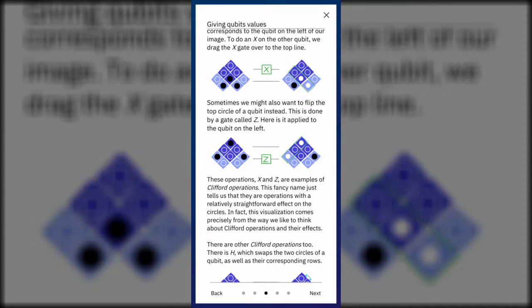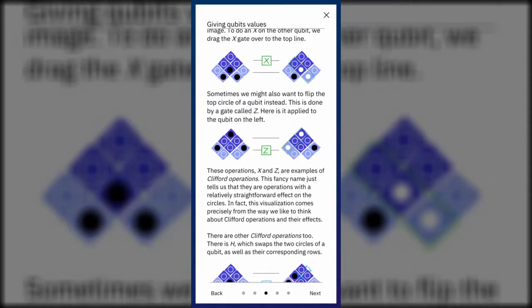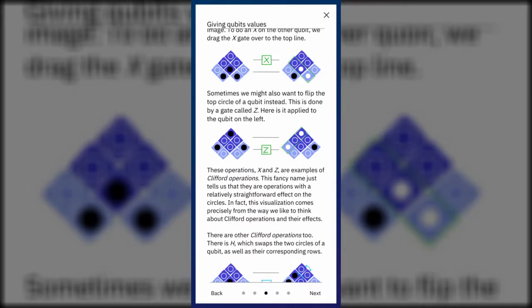So we've got two qubits that are not in the initial state here, as you can see in the middle of the screen. They are both in a superposition. But then when you suddenly apply a Z gate, you're also flipping that other stuff at the top. These operations, X and Z, are examples of Clifford operations. This fancy name just tells us that they are operations with a relatively straightforward effect on circles. In fact, the visualization comes precisely from the way we like to think about Clifford operations and their effects.